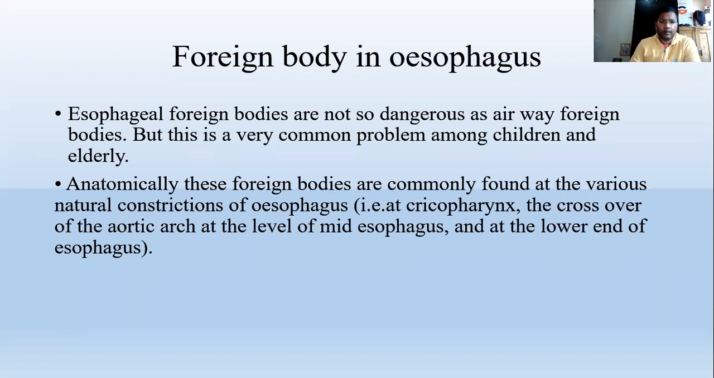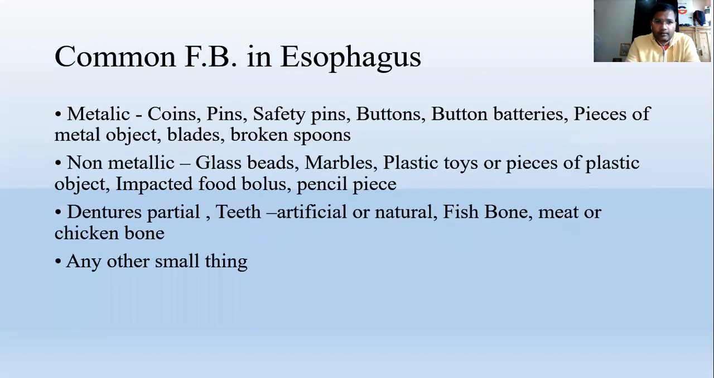So these foreign bodies usually get stuck in the four anatomical constrictions we already discussed in the anatomy part. The esophagus has four constricted areas where the lumen is a little shorter, meaning less diameter. So in those four parts the foreign body may get stuck. That is the importance of that anatomical slide.